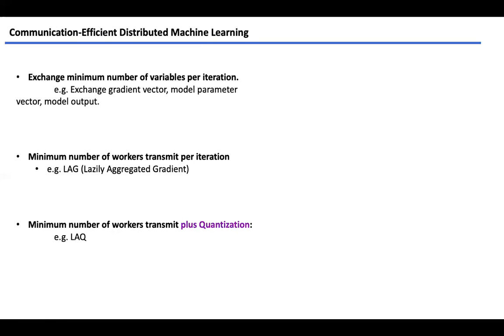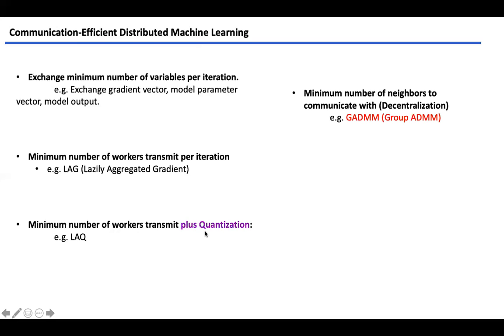The workers still need to send, for example, in full precision communication, 32 bits per element in the vector. Therefore, one possible way to reduce the communication cost per channel use is to introduce quantization, and we will talk about that later. Another way is to decentralize the topology and minimize the number of neighbors that a worker can interact with at any given time.